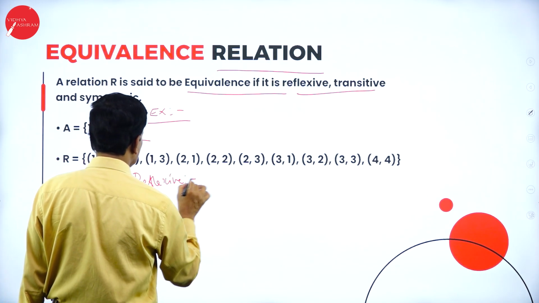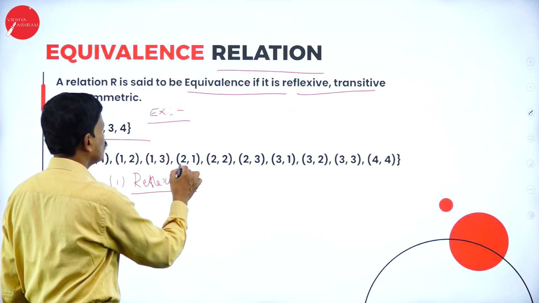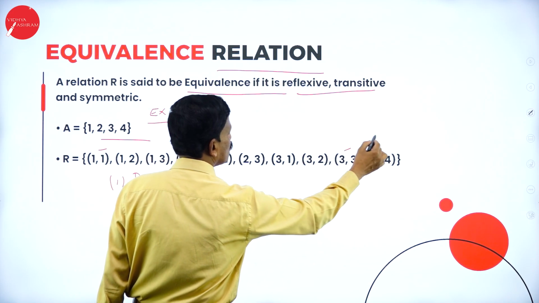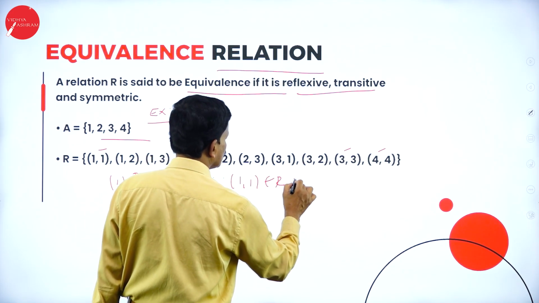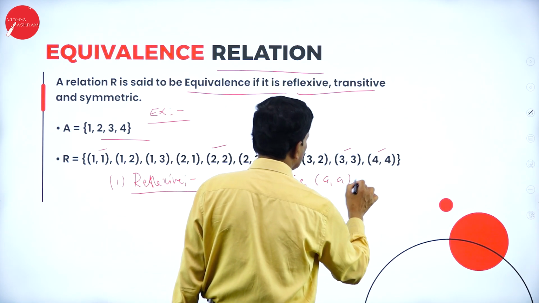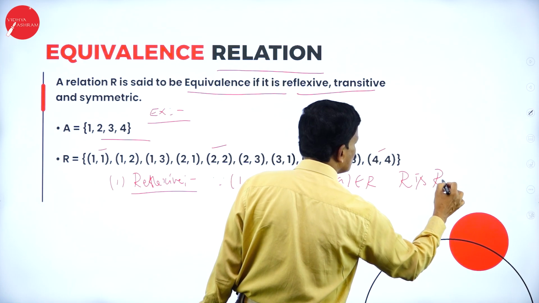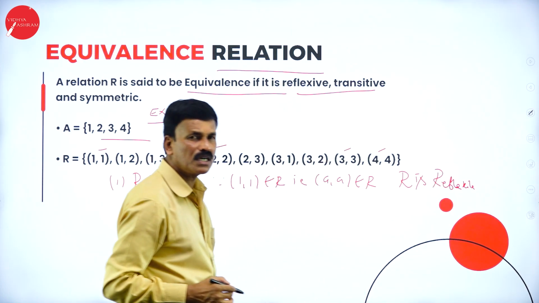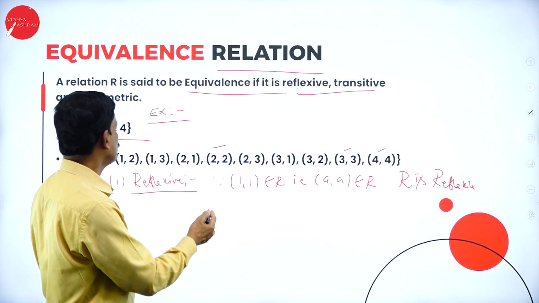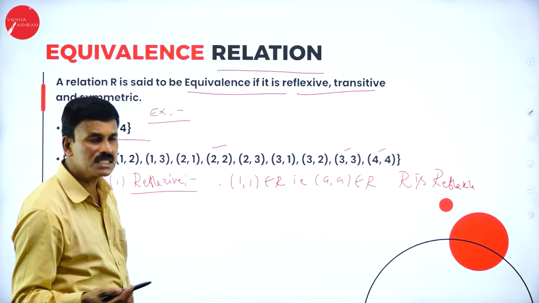Reflexive relation. What is reflexive? (a,a) belongs to R. See here, (1,1), (2,2), (3,3), (4,4) belong to R. Since (1,1) belongs to R, that is (a,a) belongs to R, therefore R is reflexive. We can say R is reflexive because (a,a), (b,b), (c,c), that is (1,1), (2,2), (3,3) all belong to the given relation.